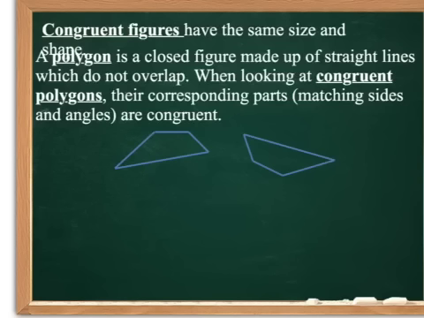So congruent figures have the same size and the same shape. So you can't have a square that's congruent to a triangle. They have to have the same shape and they also have to be the same size.